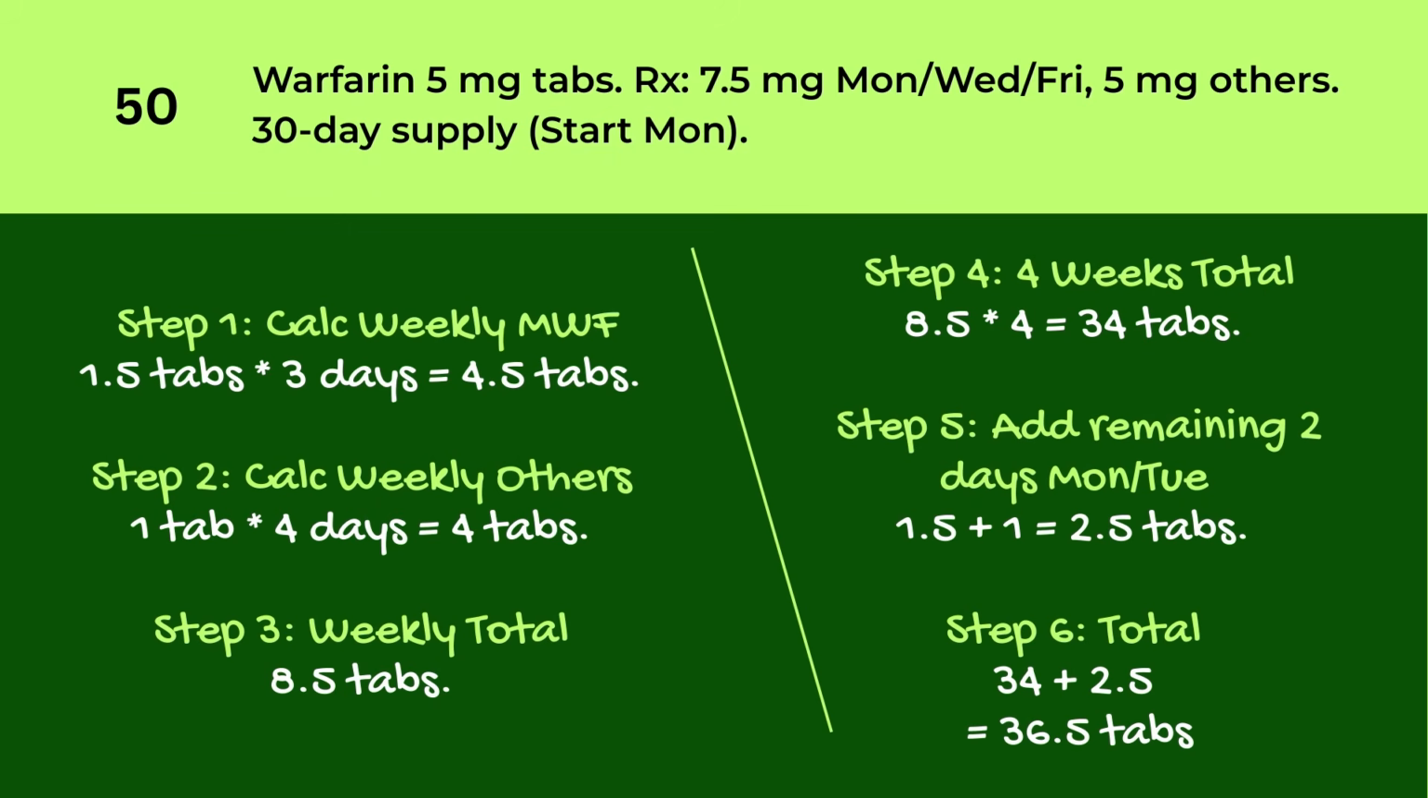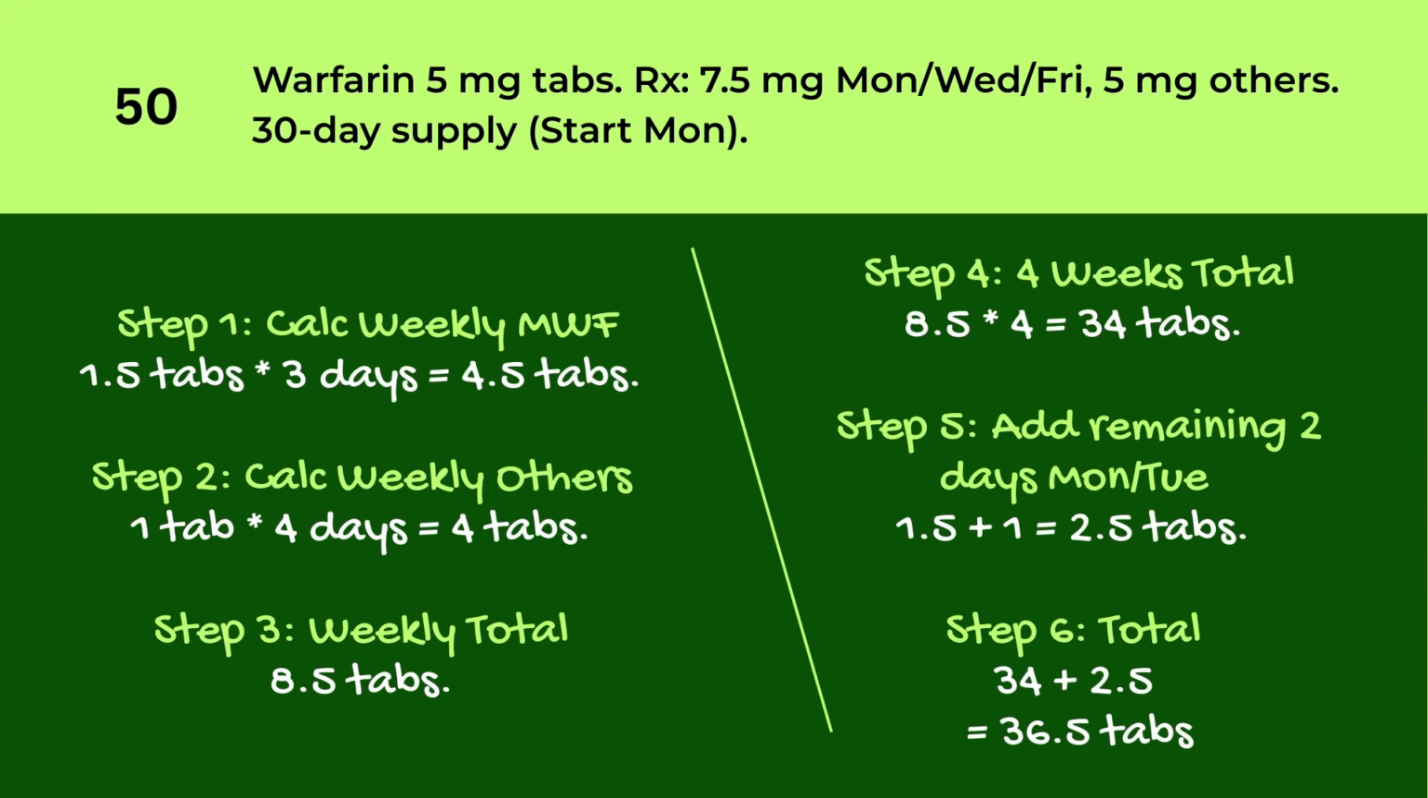Let's look at 1 week. On Monday, Wednesday, and Friday, the patient takes 7.5 milligrams. Since the tabs are 5 milligrams, that is 1.5 tablets. 3 days times 1.5 is 4.5 tablets. On the other 4 days, they take 1 tablet. So 1 week requires 8.5 tablets.